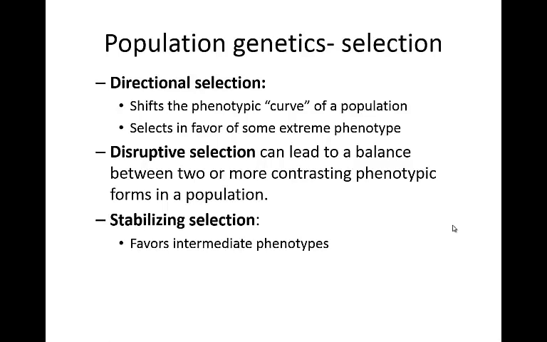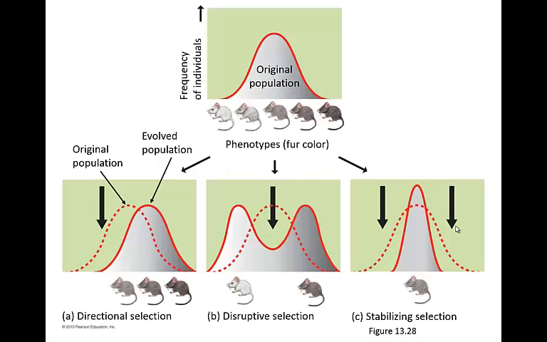Directional selection is going to shift the phenotypic curve of a population, and it's going to select in favor of some extreme phenotype. Disruptive selection is going to lead to a balance between two or more contrasting phenotypic forms in a population, and stabilizing selection is going to favor the intermediate phenotypes.